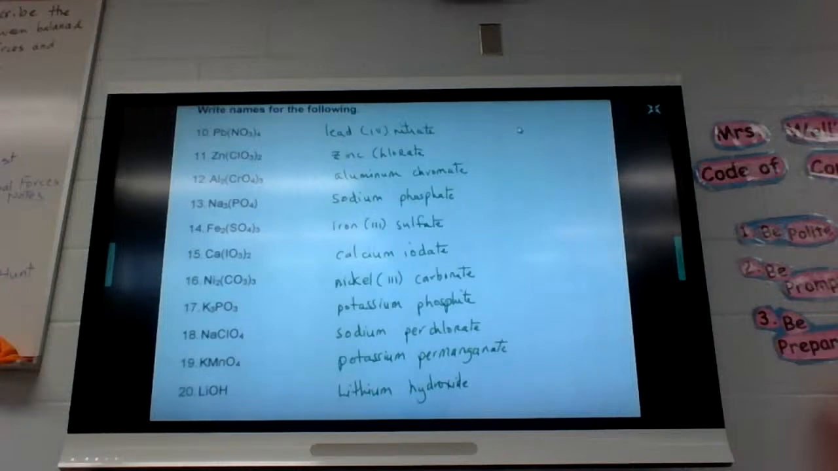These 10 compounds right here, you see where I'm circling? Right here in the middle of the paper? This is what you're making, these 10. All right, so let's talk about the example at the bottom.